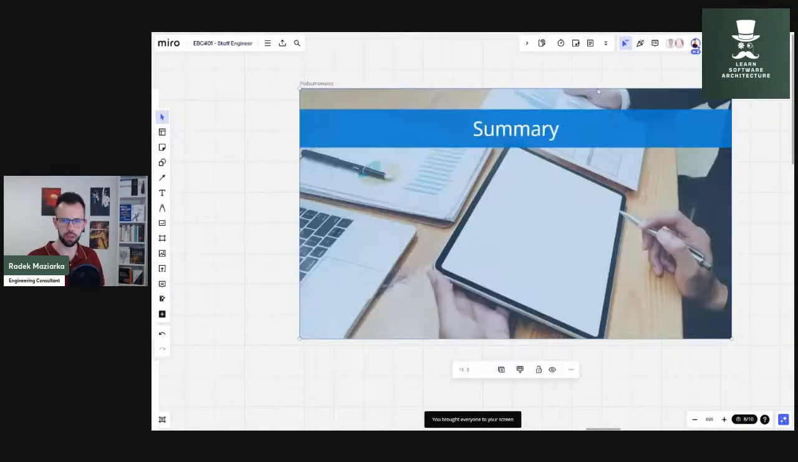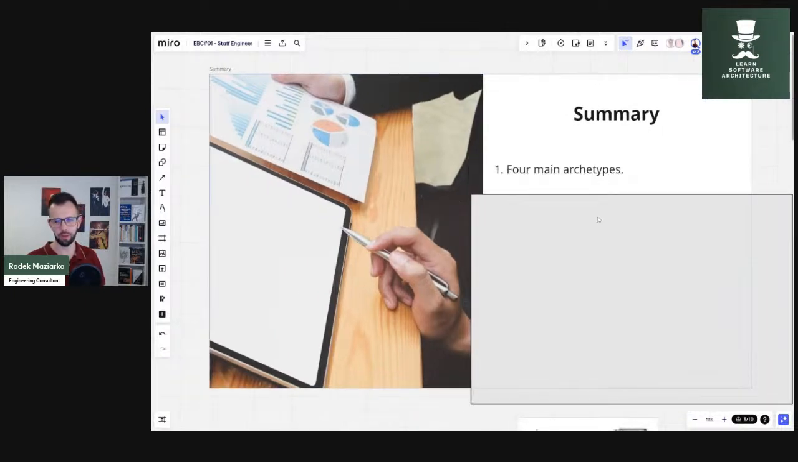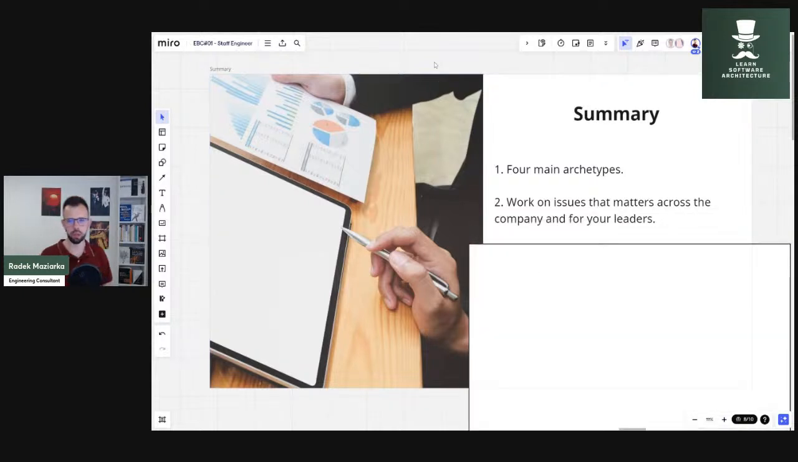Okay, so at the end we have a short summary. What is this book about? The most important part is connected to the four main archetypes. These archetypes will describe what this role is about and which we can choose to have within our organization. Then a staff engineer works on issues that matter across the company and for your leaders. And we need to understand that the problems we solve are not only problems that we perceive as most valuable, but the whole company should perceive them as well.